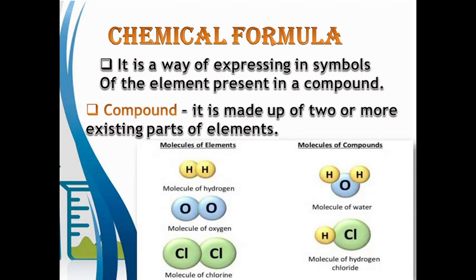For examples, we have the molecules of elements and molecules of compounds. As you can see in the difference, molecules of elements are composed of the same element, like hydrogen, oxygen, and chlorine. While molecules of compounds are composed of two or more different elements. For example, in H2O, we have 1 oxygen and 2 hydrogen. Next is hydrogen chloride, composed of 1 hydrogen and 1 chlorine.